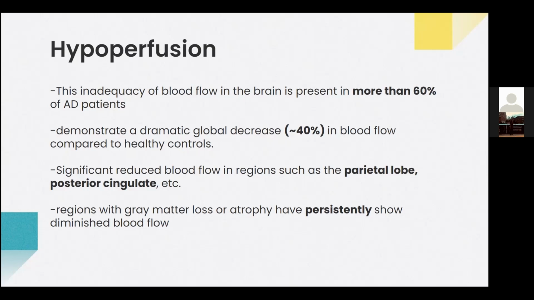hypoperfusion is most prevalent. Regions with gray matter loss or atrophy have persistently shown diminished blood flow, which means that atrophy is actually correlated with hypoperfusion. And that's something that scientists still have to study and gather more evidence on because, as I said before, scientists do not have all the answers to Alzheimer's disease just yet.